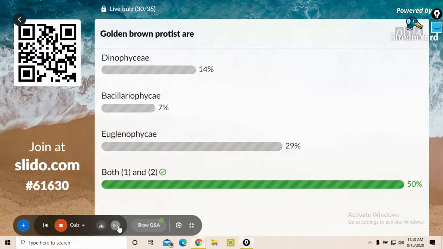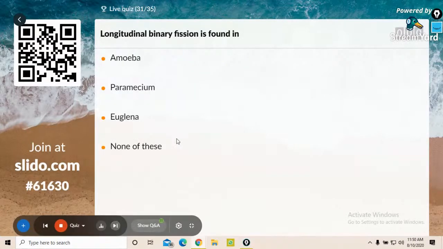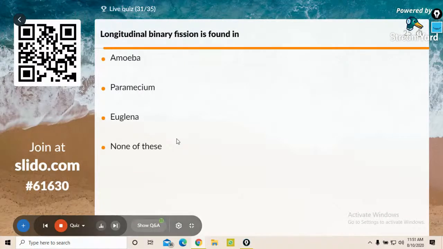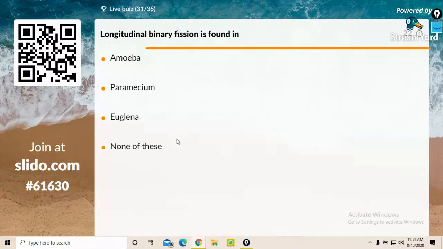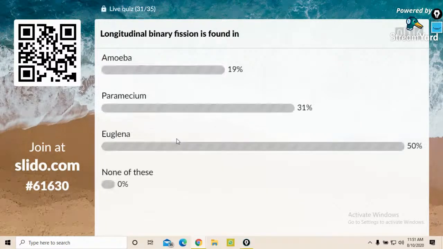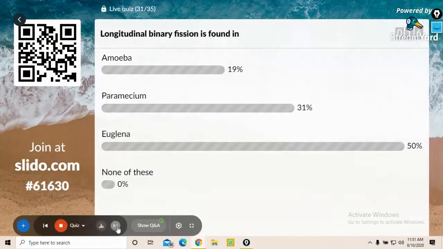31st question on the screen. Longitudinal binary fission is found in amoeba, paramecium, euglena, none of these. Longitudinal binary fission: amoeba, paramecium, euglena, none of these. 50% with euglena. The correct answer, euglena. Longitudinal binary fission is found in euglena.